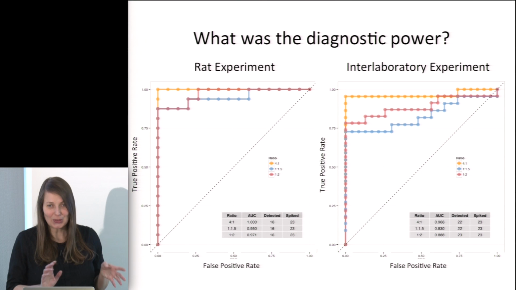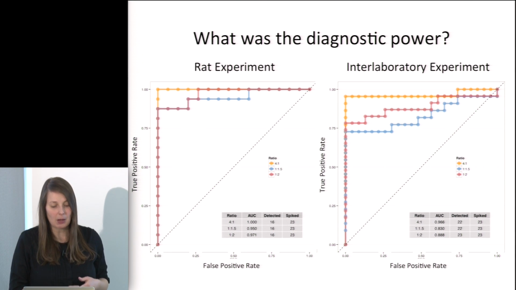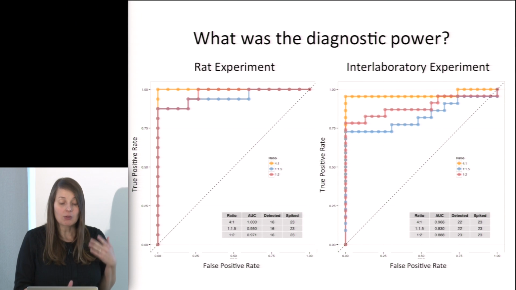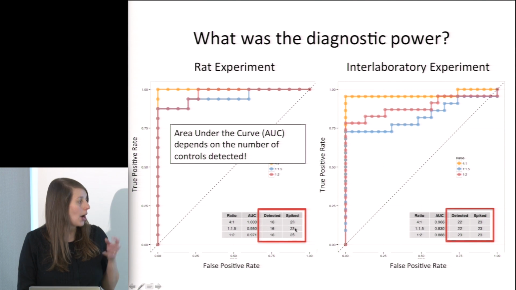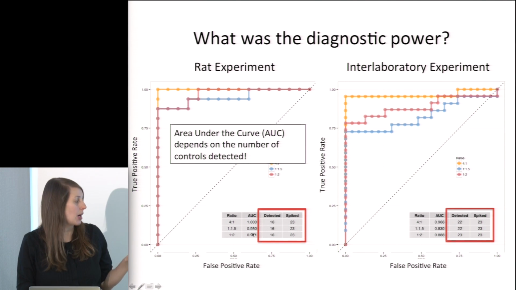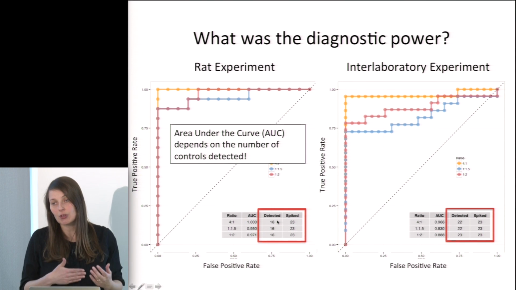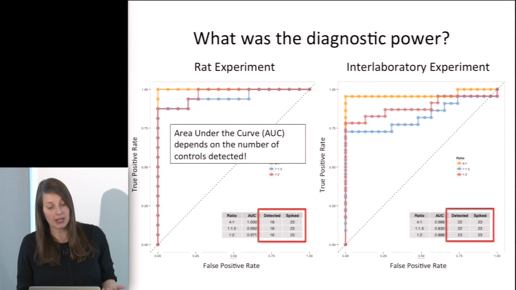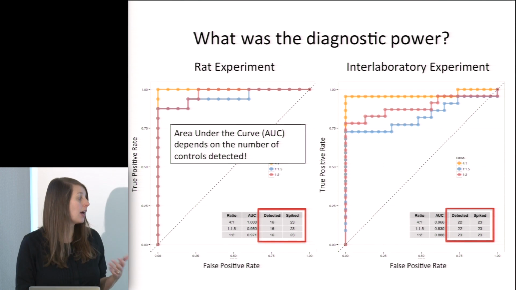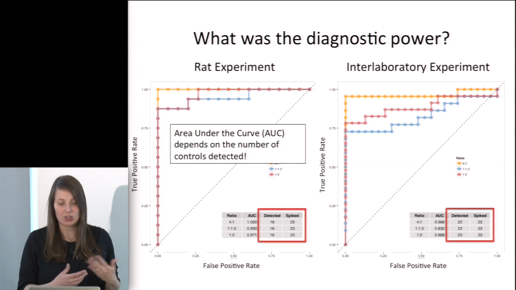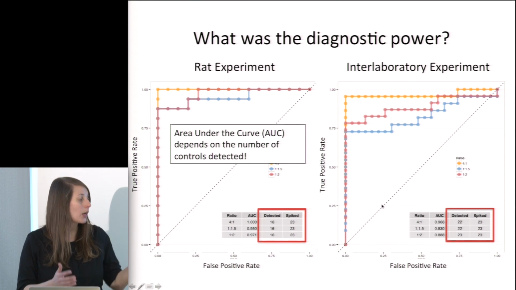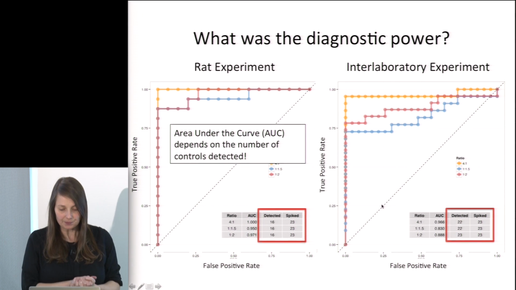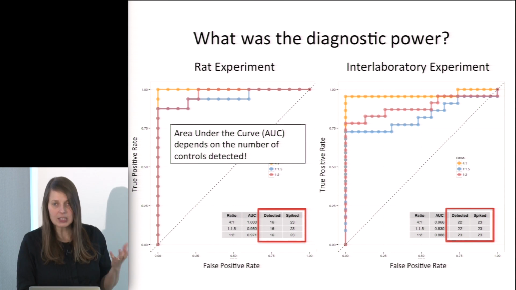One might be tempted to compare these 2 and think that there was a better result in the interlaboratory experiment, but I would caution folks to look at the gray box down here, where the area under the curve is shown for each of these experiments. And we also show the number of controls that were detected versus the number that were spiked into the experiment. And in the rat experiment, fewer controls were detected than were spiked, 16 out of 23 for each of the differential ratio pools. And then for the interlaboratory experiment, 22 or 23 for each pool were detected. So AUC, you can see, has some limitations.